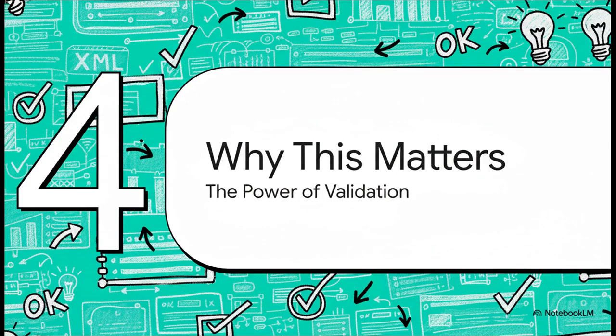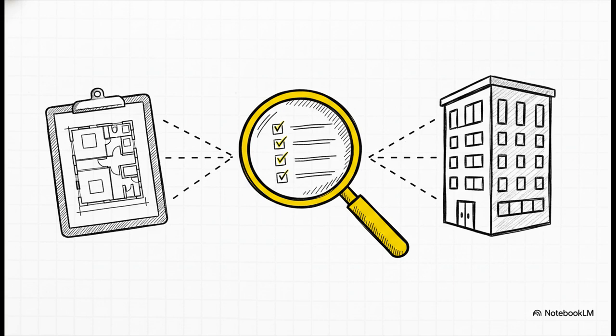Okay, so this is all interesting technical stuff, but why does it really matter? Especially if you're building a portfolio or heading into a tech career. Well, it all comes down to one core superpower, validation. You see, a schema's most critical job is to act like an automated inspector. It takes the blueprint, that's the schema, and it compares it against the building, the XML document, to make sure every single rule has been followed perfectly.